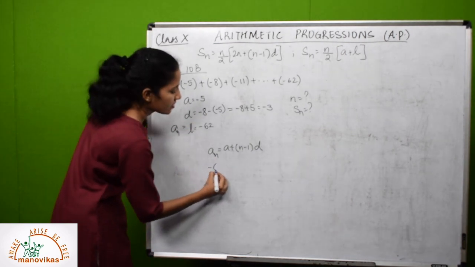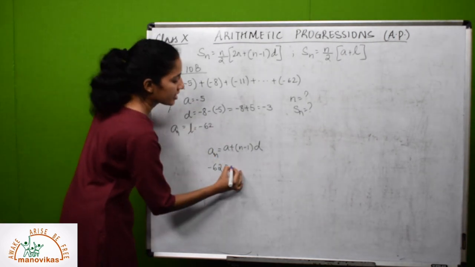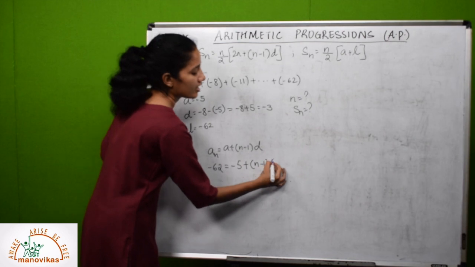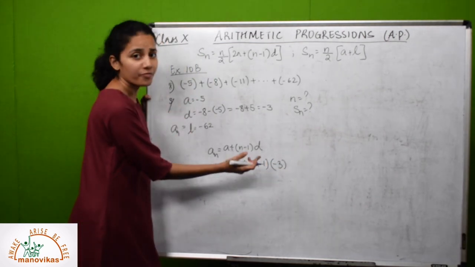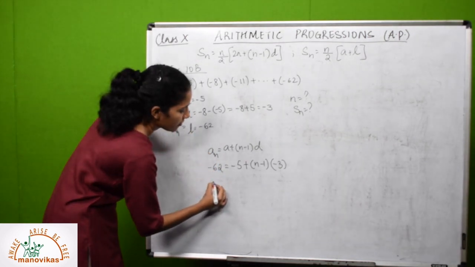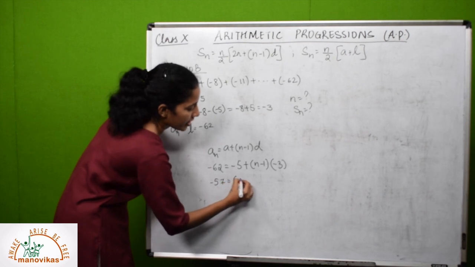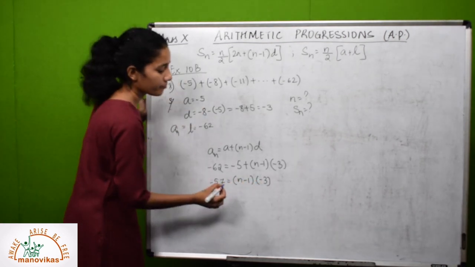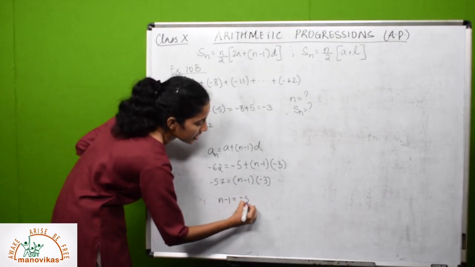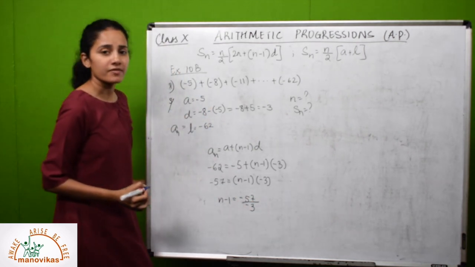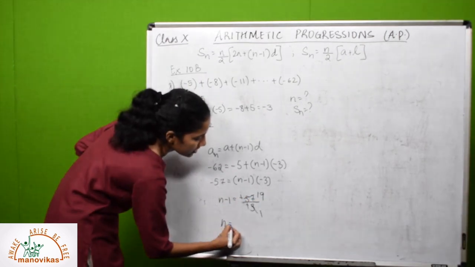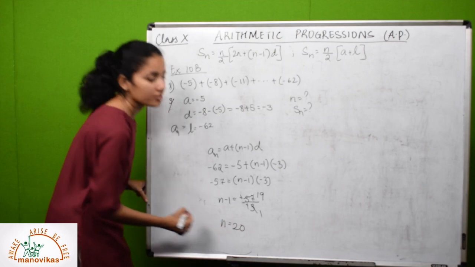So an, negative 62, is equal to a, negative 5, plus n minus 1 as it is, and in place of d I will be taking negative 3. Please make use of brackets here. So taking the negative 5 on the other side, it will be positive 5 to give you 57 is equal to n minus 1 times negative 3. Since this is multiplication, you divide. So I have n minus 1 will be equal to negative 57 divided by negative 3. So this cancels and this is 19. Therefore n is equal to 19 plus 1, which is equal to 20.